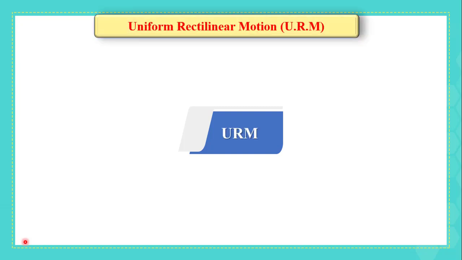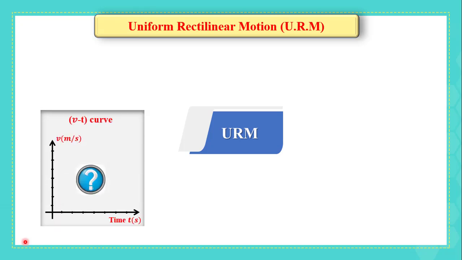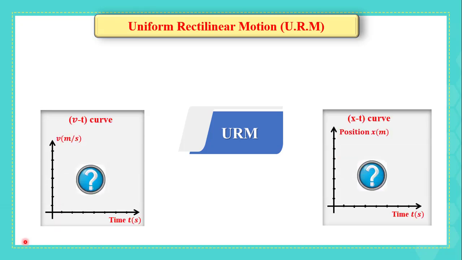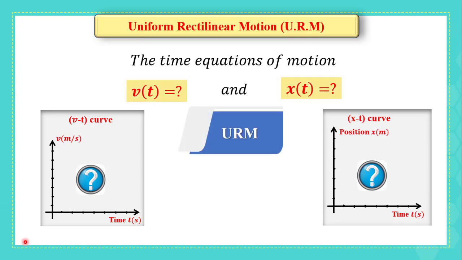Now let's start with our objective, which is to be able to plot the VT curve and the XT curve for a uniform rectilinear motion, then deduce from them the time equations of motion for a uniform rectilinear motion, v as a function of t and x as a function of t.